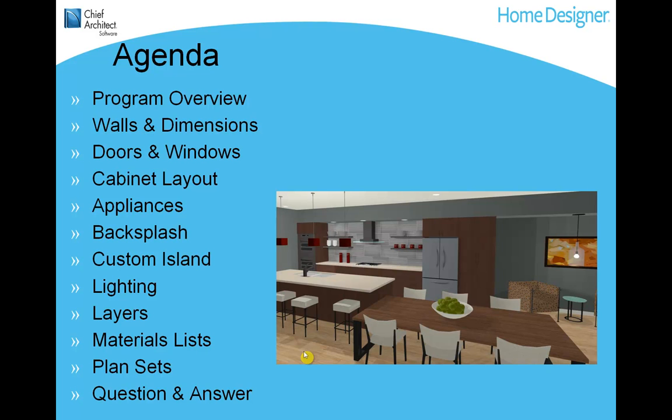So draw out the walls and dimension that room, drop in a door and windows, and then we'll focus in on our cabinet layout, placing the cabinets, modifying them, placing appliances, changing your backsplash, and then we'll create a custom island and drop in some lighting. I'll show you where the electrical tools are. And then I'll also go over the different layers. The program will work on layer options, so we'll talk about that a little bit as we go. And at the end I'll cover the materials list that's automatically generated and a plan set. So if you have any questions, chat those in.